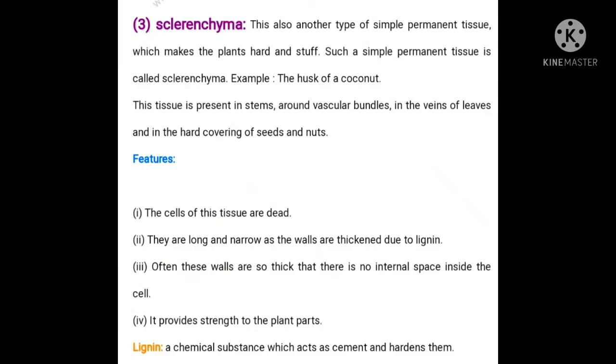Sclerenchyma is another type of simple permanent tissue which makes the plants hard and tough. An example is the husk of a coconut. This tissue is present in the stems, around vascular bundles, in the veins of the leaves, and in the hard covering of the seeds and the nuts. So it is giving the hardness and toughness to the plant.